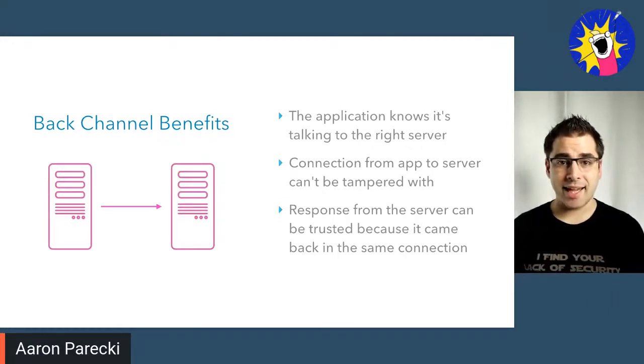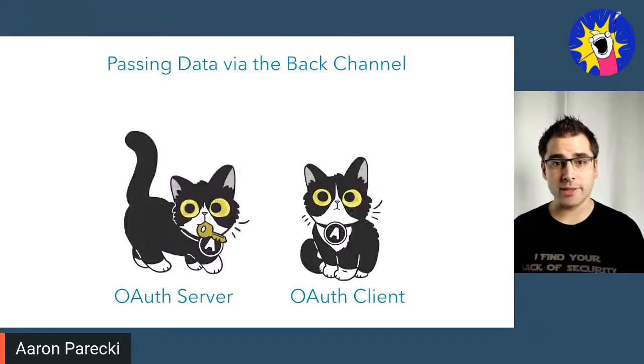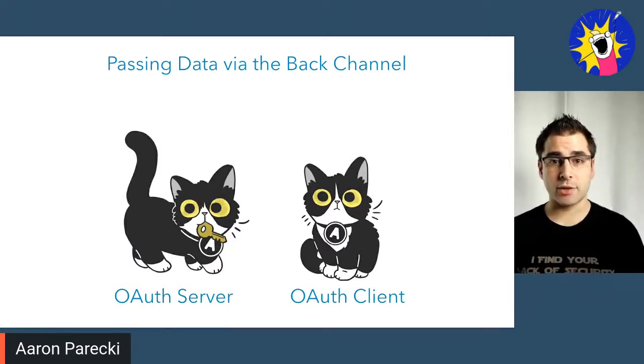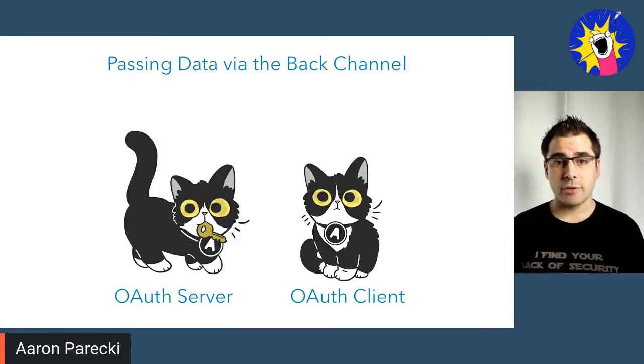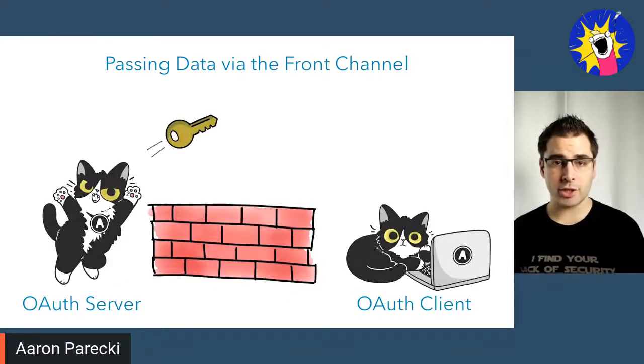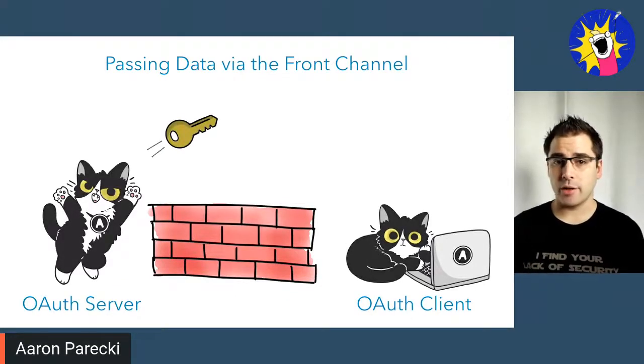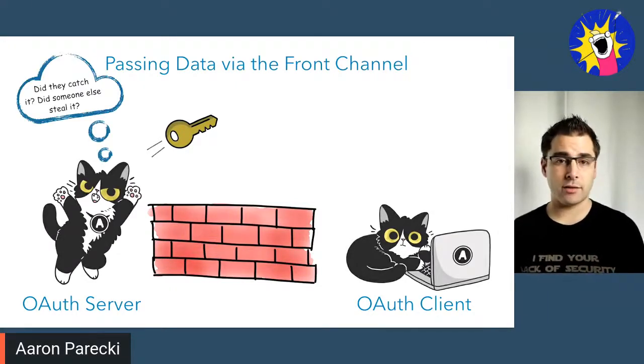I like to think of this as hand-delivering a message, where you can walk up to somebody, hand them a thing, you can see them, they can see you, you can see they took it, you can be sure that nobody else stole it in that process. Sending data over the front channel is more like throwing it over a wall and just hoping they catch it, where you can't actually be sure that they caught it. You can't tell if somebody stole it mid-flight. You can't tell if it just landed on the floor.